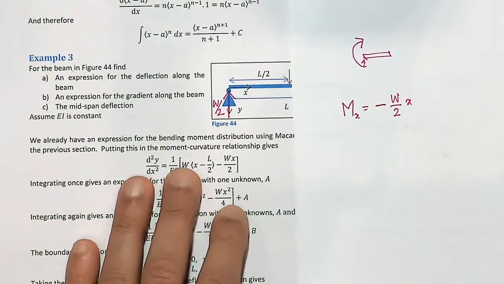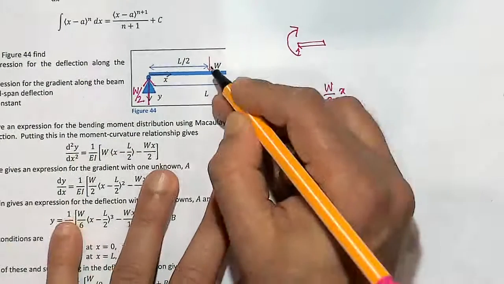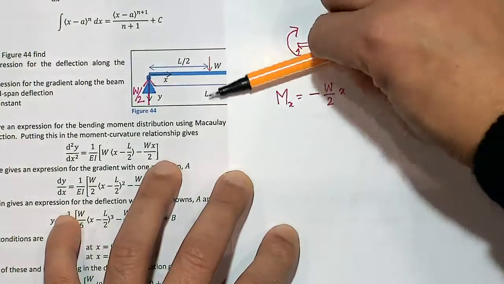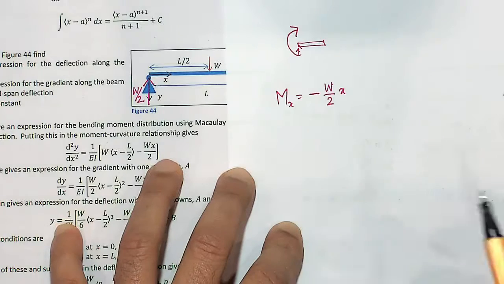Now if x is more than L over 2, let's say x is here, then I have got W and it is creating a clockwise moment, which is a hogging moment.